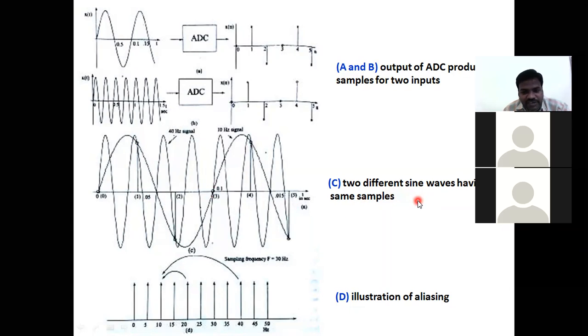So two different sine waves have the same samples. Same sample means if the first sine waveform is sampled at 0, obviously the second waveform is also sampled at the same value. If the first waveform is sampled at n equal to 1, obviously the second waveform is also sampled at the same value. Likewise, you are going to have the same samples for the superimposed signals. So observe case 1 and case 2.